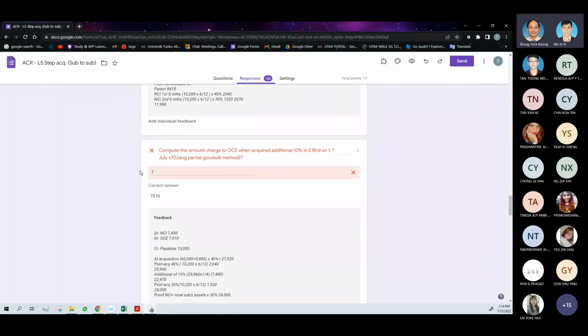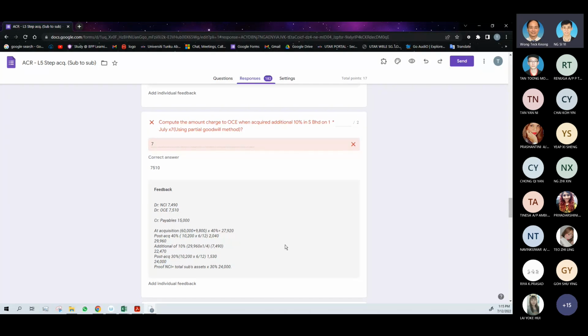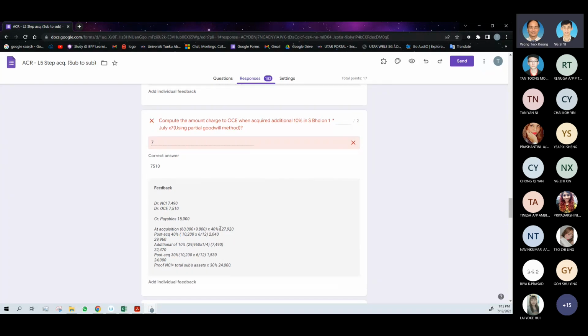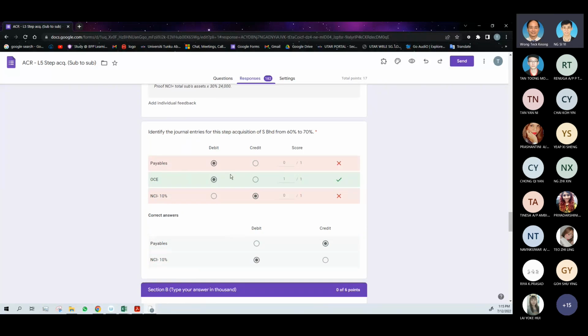10% one, you get 7. This one is a bit complicated. So you need to compute the NCI up to the day of disposal. In this case, it is the middle of the year. Okay. 6th of June. So you get opening NCI plus the post 6 months 2040, you get 29,960. Then this is 40%, 10% of it. So divided by 4, you get 740. Compared with the 50 million you pay, the difference goes to OCE, 7,510. You had better know this, it may come out in the midterm.